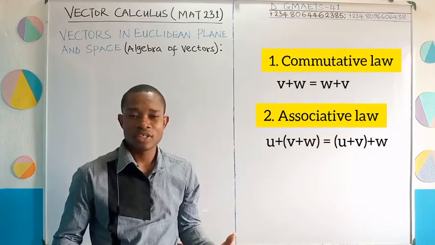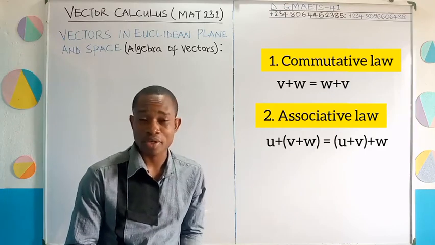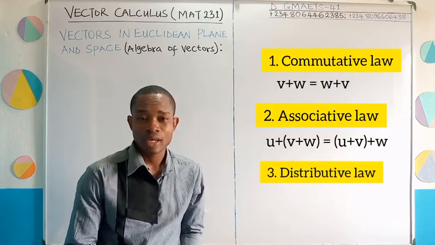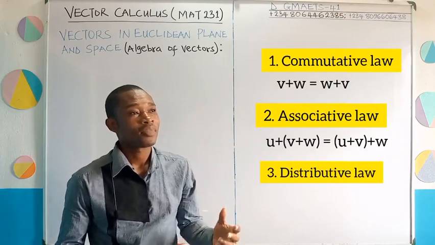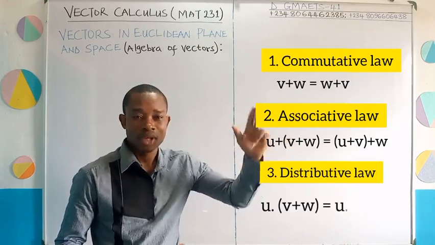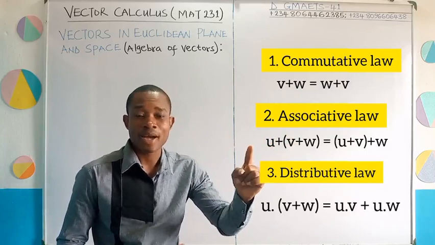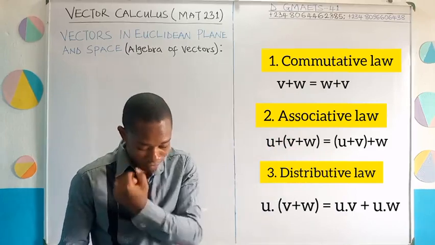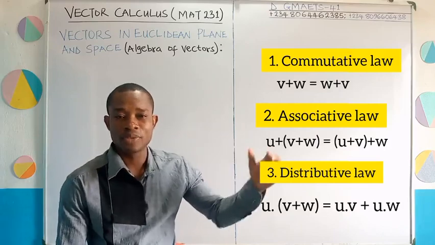Next, we're also going to consider another law which will guide what we're going to deal with when talking about addition and subtraction of vectors. We're going to look at the distributive law. And what is this distributive law about? If I give you something like u, open bracket, v plus w, close the bracket, it is the same as u multiplied by v plus u multiplied by w. We refer to that as the distributive law. We are using u, v, w as vectors.